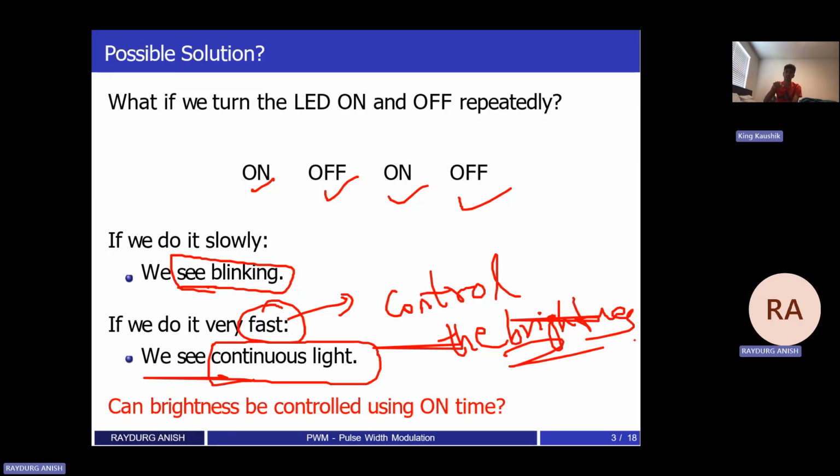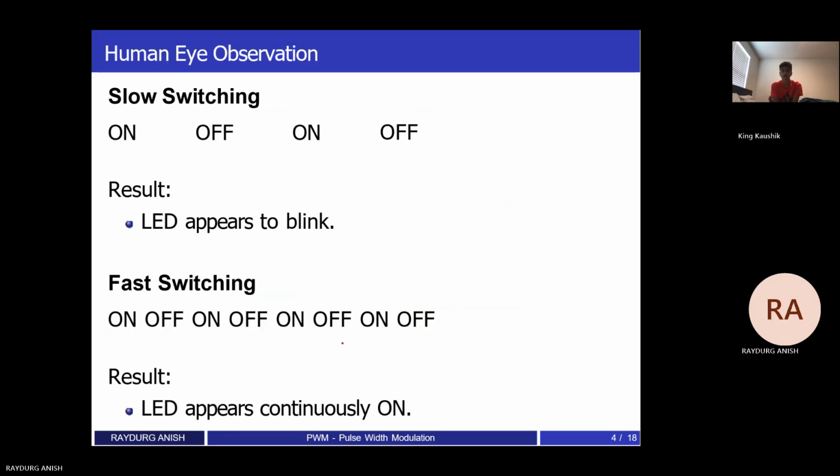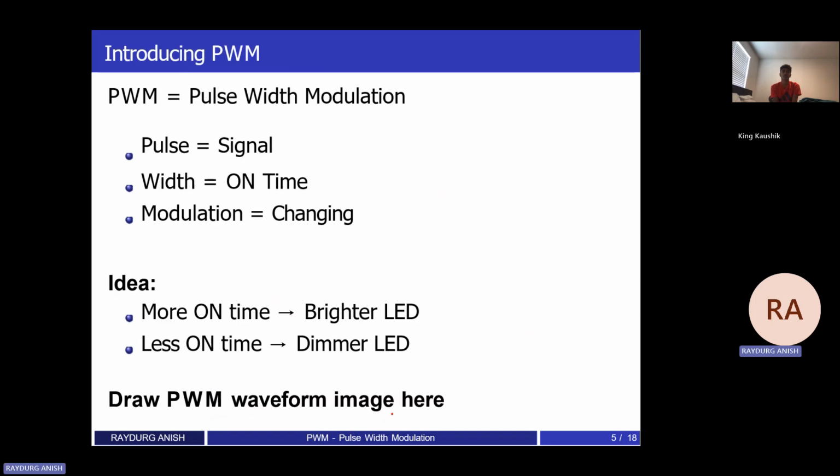Let's see where it comes in use, for controlling the brightness on your phone or any screen. Exactly. So yeah, if you do fast switching, it appears continuous, but let us see how we can manipulate it.